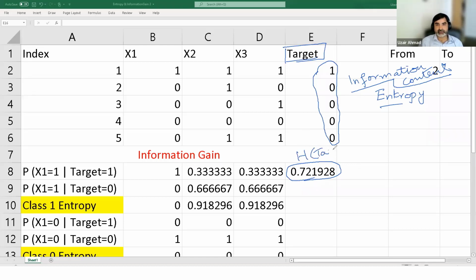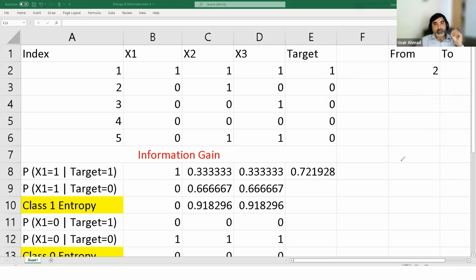H of target, or the entropy of the target is... Now, this entropy of target is 0.72. If we know the value of x1, if we split this set of 5 based on the value of x1, can we reduce this entropy?